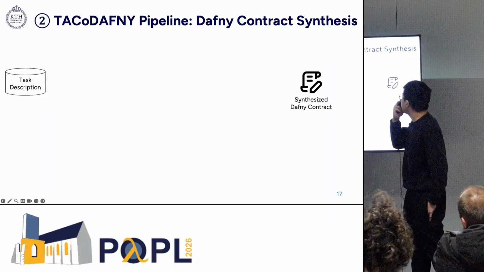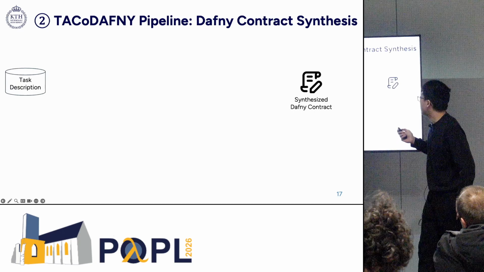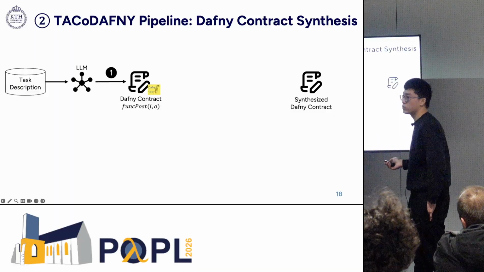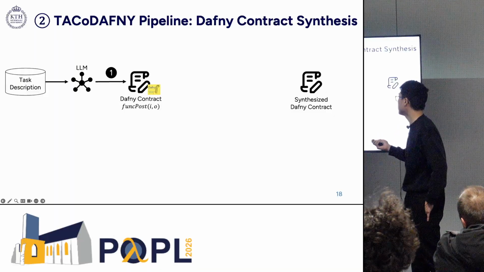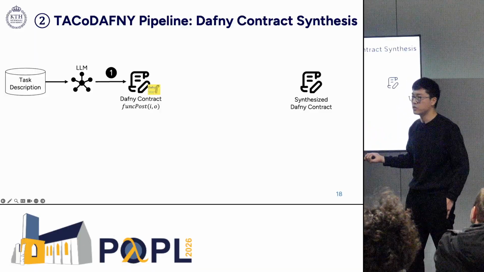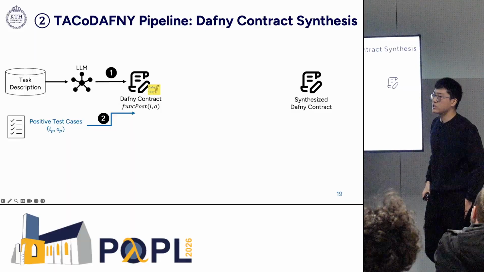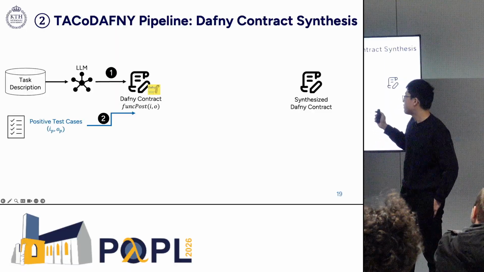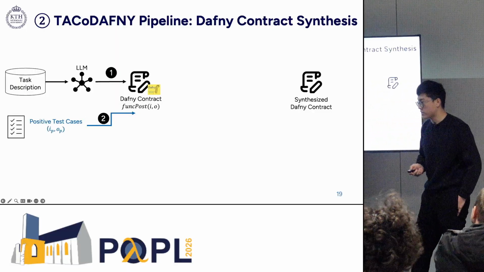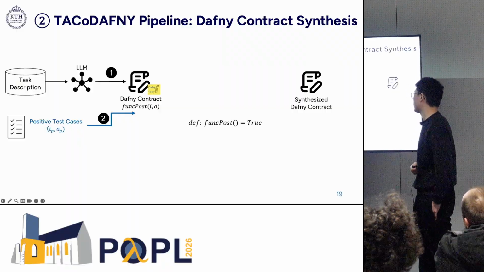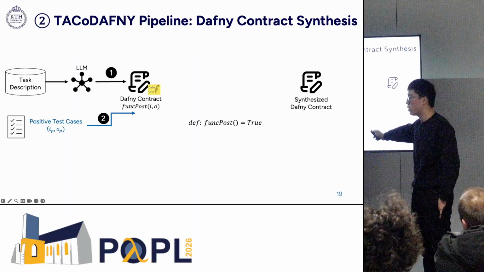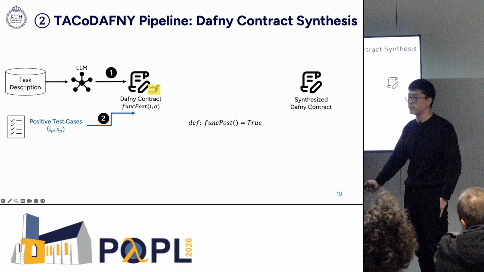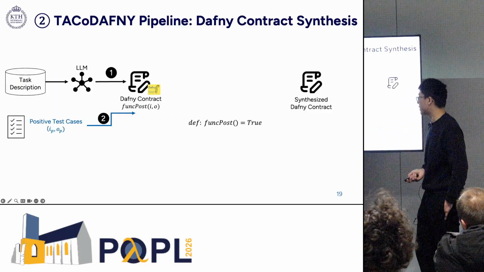Then, the same goes for the synthesis of the Dafny contract. We extend the same way. We take the task description and ask the LLM to generate a syntax error-free Dafny contract, func post with input I and output O, and we can evaluate it. We can extend it from the positive test cases generated in the last step, and we just want to make sure that the contract evaluates to true on the positive test cases. But this is not enough most of the time, because we can actually define the func post as just true, and it still evaluates to true on all the positive cases. So that's why we need some negative test cases.